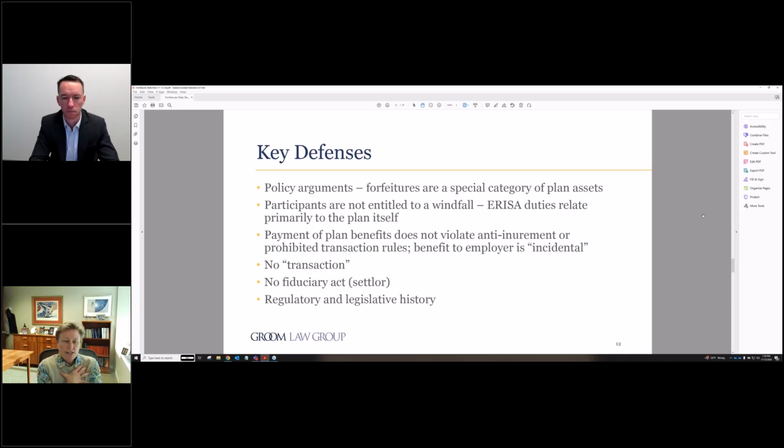As to the prohibited transaction rules, there really just is an argument that says a small incidental benefit to the employer doesn't make a prohibited transaction, or even that there really wasn't a transaction here. This is just a contribution, not something that would rise to the level of a prohibited transaction. And then finally, there have been some arguments that say this isn't even a fiduciary decision. This is a settlor decision.